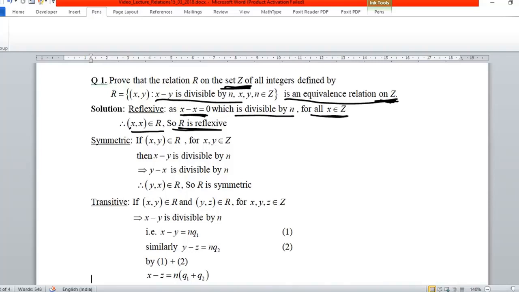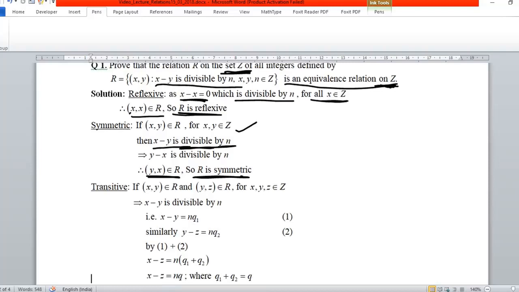Let us move on to the next one, symmetric. If (x, y) belongs to R for x and y belonging to the set of integers, then according to the definition x minus y is divisible by n. Now if x minus y is divisible by n, then y minus x is also divisible by n. Therefore (y, x) belongs to R, and so R is symmetric in nature.